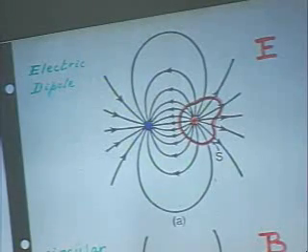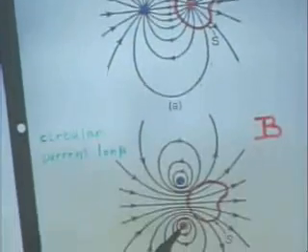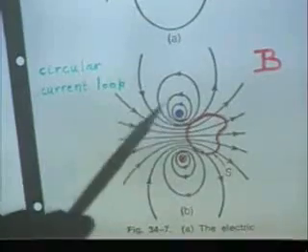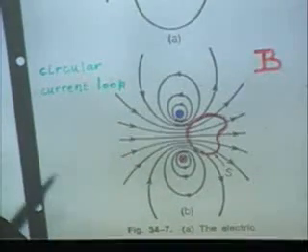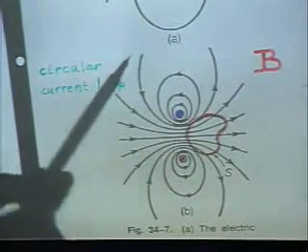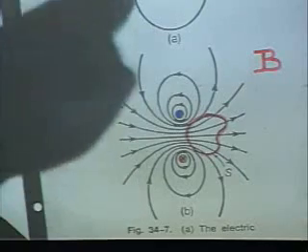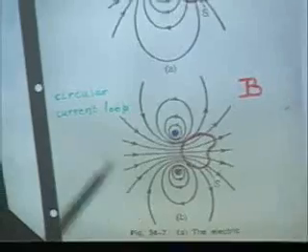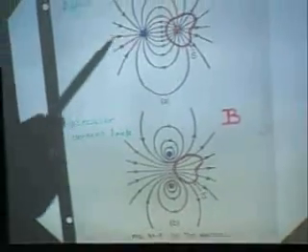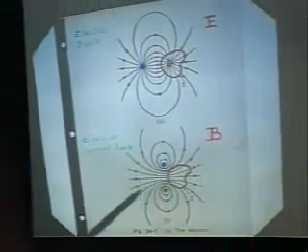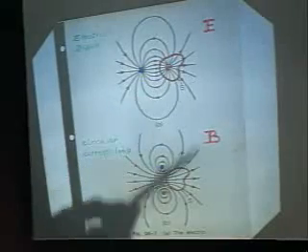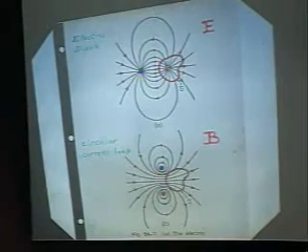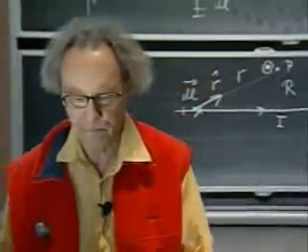Now look at your current loop here. The current is going into the paper here, coming out of the paper. It is a loop. And look, you see the same configuration, field lines. This goes like so. This one goes like so. Here, the electric field lines coming in. Magnetic field lines are coming in. Electric field lines are going out. Magnetic field lines are going out. They look very similar.